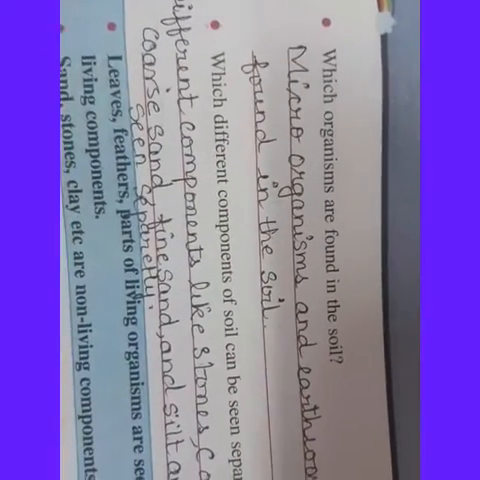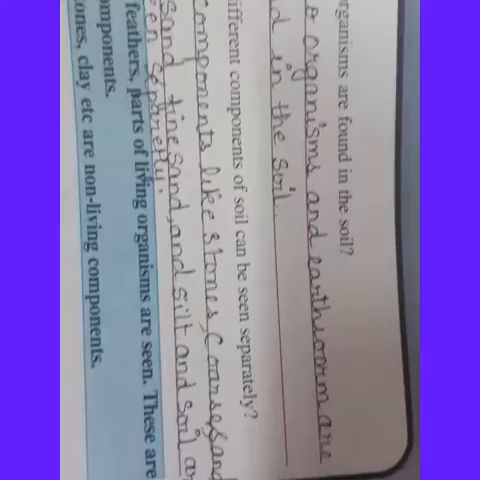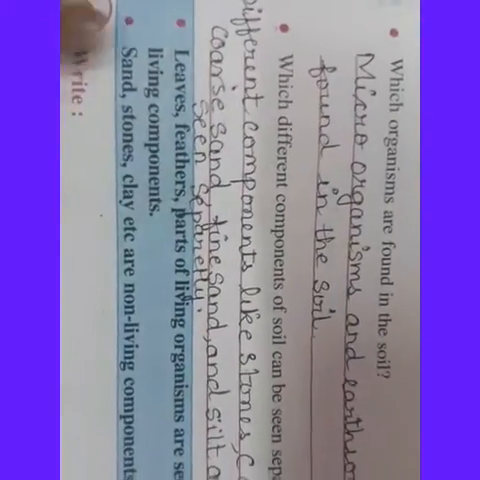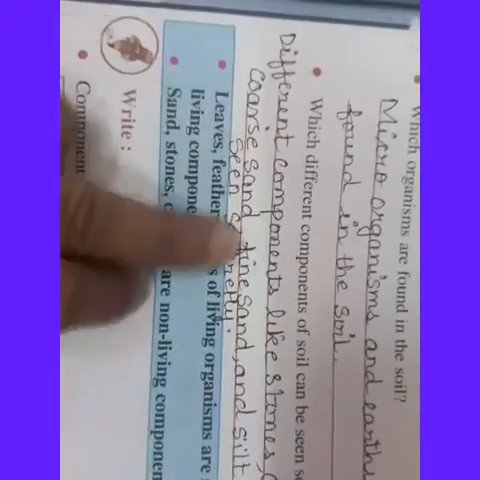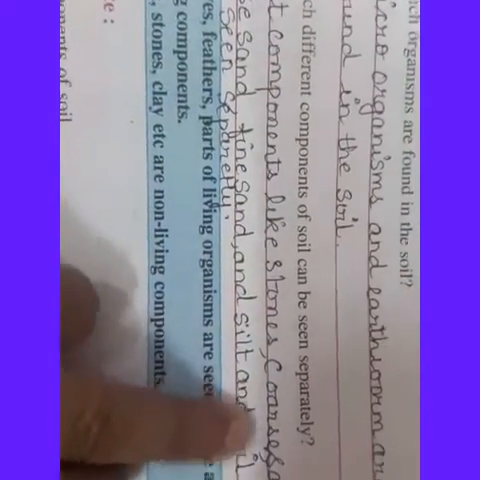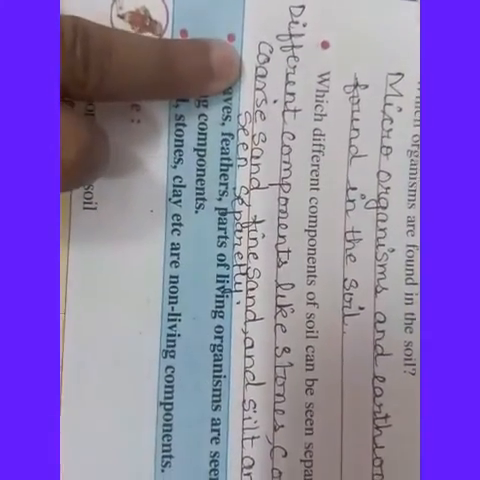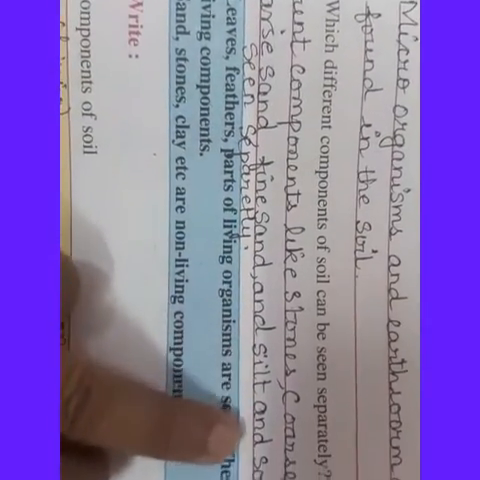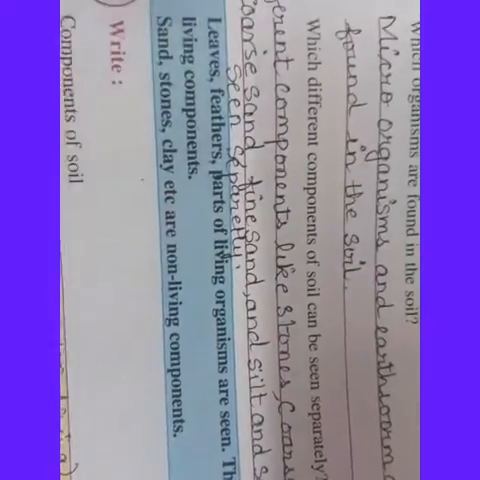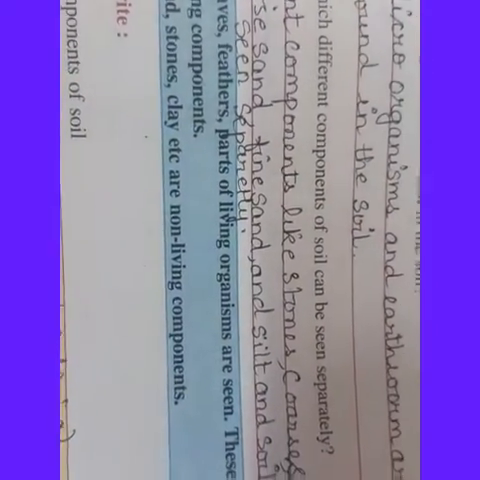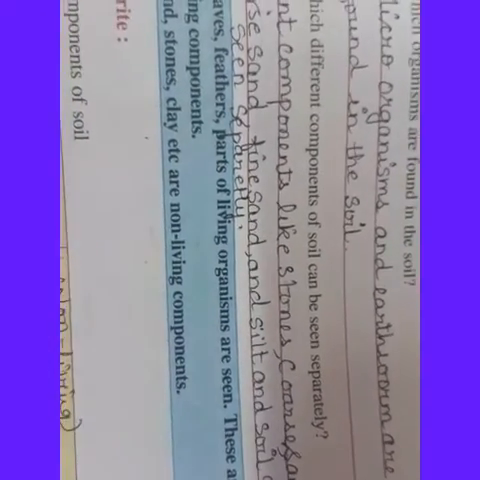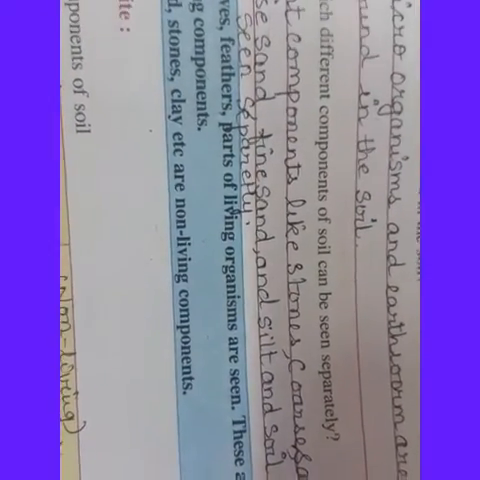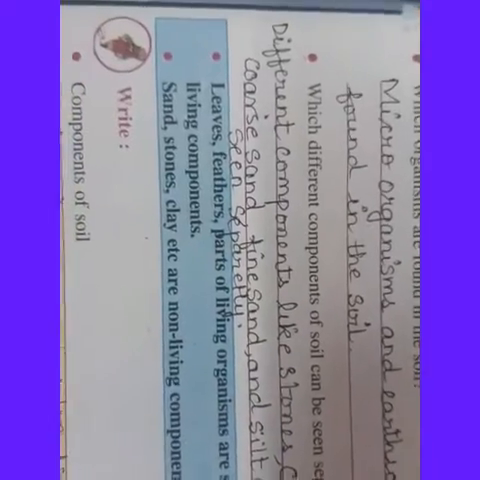Which organisms are found in the soil? Microorganisms and earthworms are found in the soil. Which different components of the soil can be seen separately? Different components like stones, coarse sand, fine sand, silt and soil are seen separately. मतलब कि मोटा sand होता है, थोड़ा fine sand powder is also there, then small stones are there, then silt is there, and soil can be seen separately. These are the components of the soil.